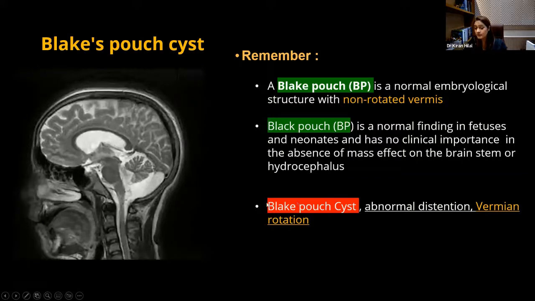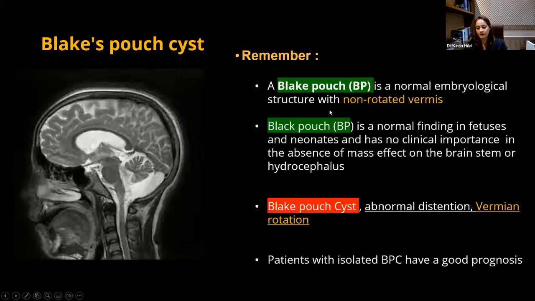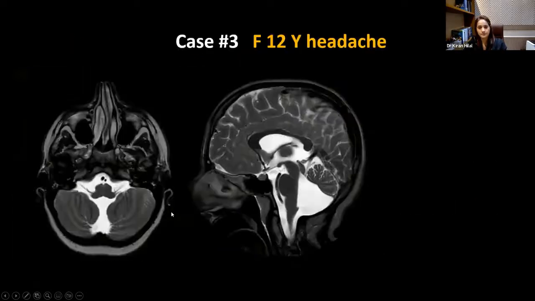But remember, the term Blake's pouch cyst is a different thing. So how do we differentiate the Blake's pouch from the Blake's pouch cyst? The only thing we look at is the rotation of the vermis. If there is a cystic area, the vermis is fully formed, but it is rotated, you think of the Blake's pouch cyst rather than a simple, normal variant Blake's pouch. It's a very important landmark to remember. And overall, if you have this, don't worry about it. Overall, they have good neurodevelopmental outcomes.